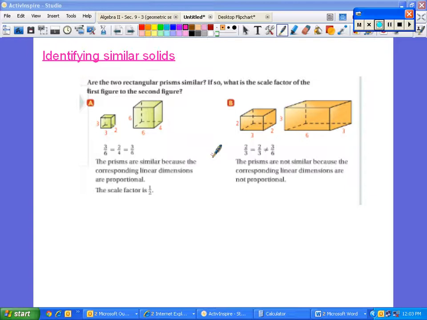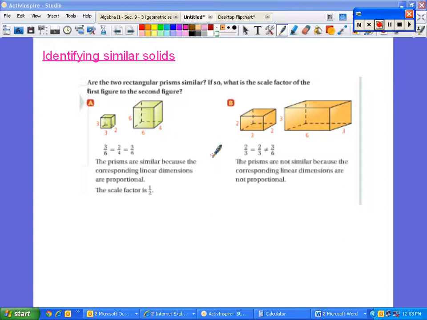So basically the first thing that we did and the first thing that we're going to do is identify similar solids. In other words, are these shapes similar? The same way we did it when we talked about two-dimensional shapes, we're going to do it when we talk about three-dimensional shapes. Basically you're going to compare the sides of one figure to the sides of the other figure. And if they are all in proportion, we know they're similar.